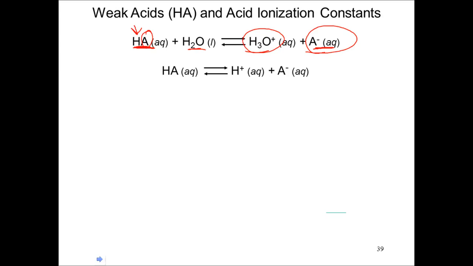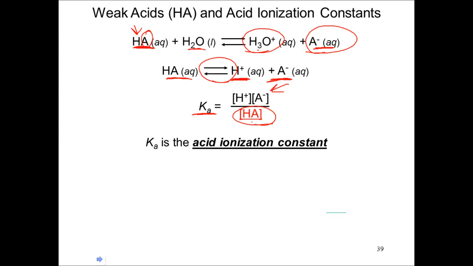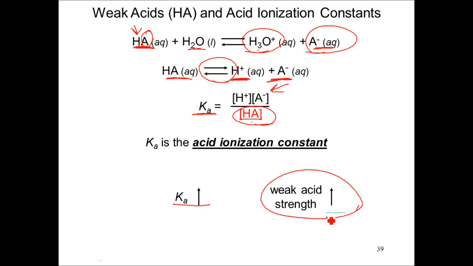So remember, we can drop the water out, and so HA, if it's a weak acid, we have the double arrows, is going to be the concentration of your hydronium ion times the concentration of our anion divided by our HA. Again, this is called the Ka, and so Ka is an acid ionization constant. Now, as Ka increases, that means your weak acid strength is increasing. The weak acid strength would be increasing as your Ka gets bigger.